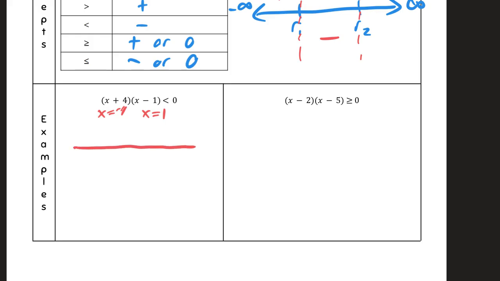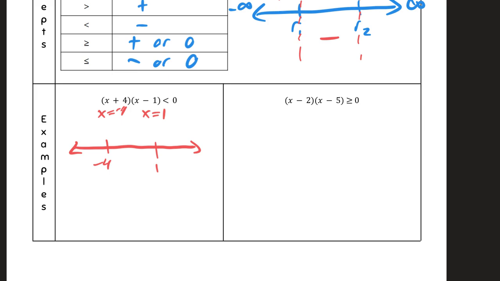And then I'm going to create the sign chart. So I'm going to put those two zeros on the number line. It doesn't have to be perfectly to scale, right? But it does have to be the smaller number to the left, right? So -4 and then +1. You don't have to go through and go -3, -2, -1, so on and so forth. That's not necessary for our purposes. We just need those two numbers on the sign chart in order from least to greatest.